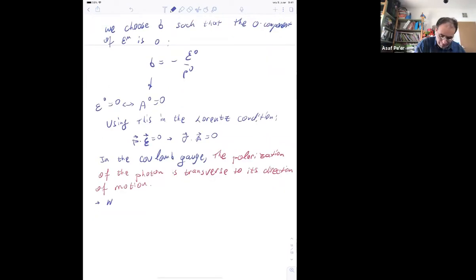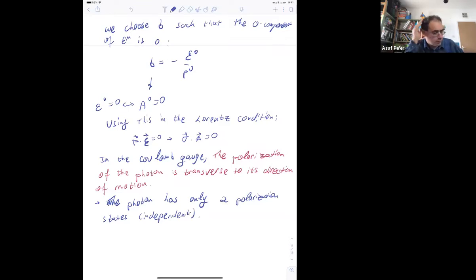So you only have 2 polarization states. The photon has only 2 polarization states independently. Well, you know that already, right? Now we're actually showing it mathematically.